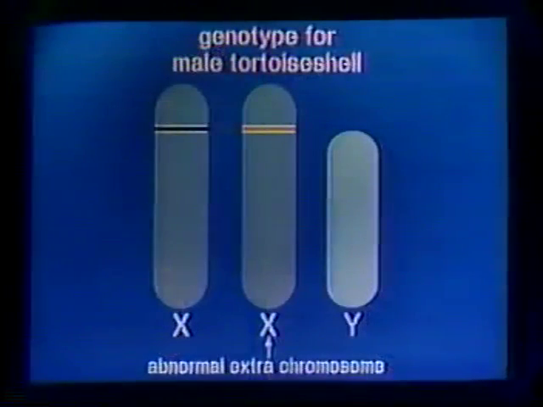What have we here? It is a genotype for a male tortoiseshell. Rarely, very rarely, you may see one. It has two X chromosomes, one carrying the gene for black and the other the gene for orange. This is, of course, abnormal. The extra X chromosome results from a rare error in the process of meiosis.